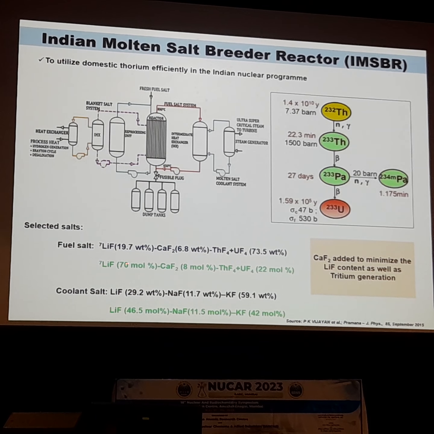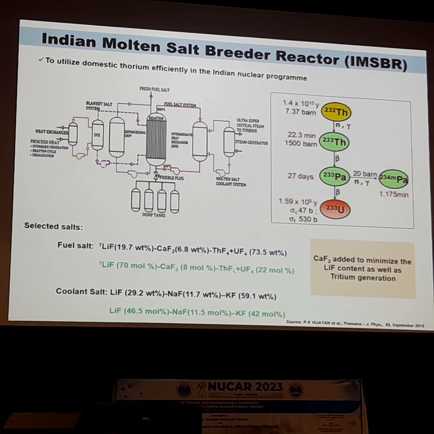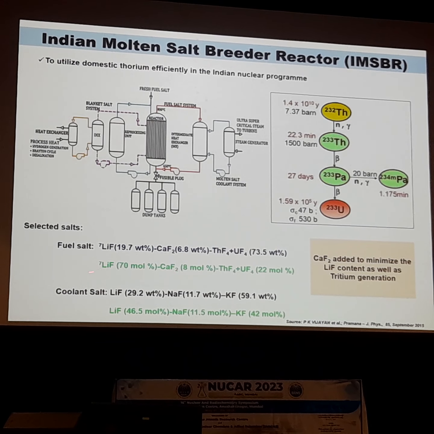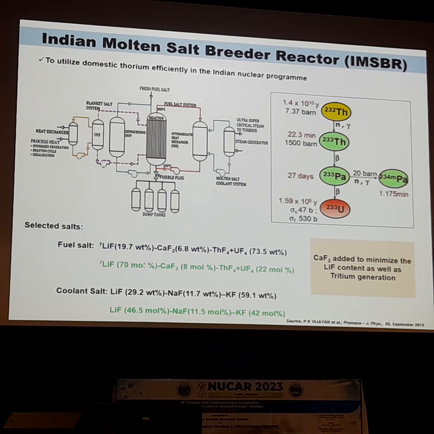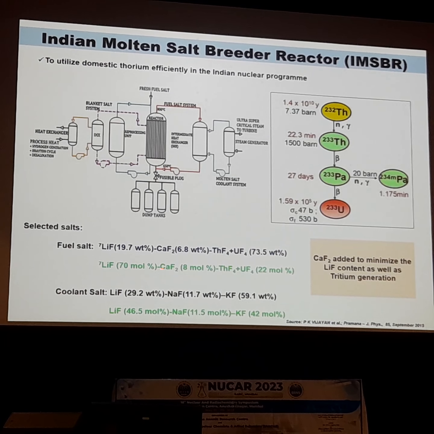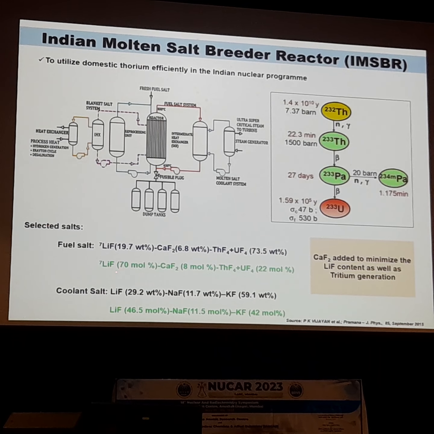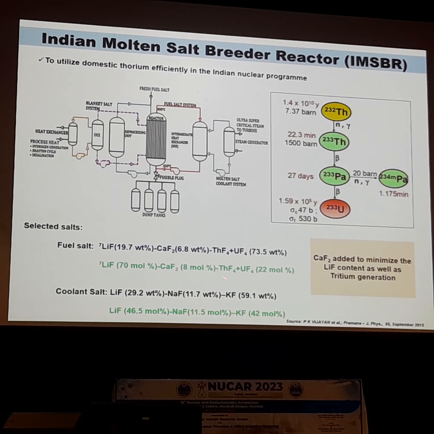The selected fuel salt is lithium fluoride, calcium fluoride, thorium fluoride, and uranium. Because it is a breeder reactor, thorium fluoride is one of the components. We add calcium fluoride, although it has a higher melting point, to minimize the content of lithium fluoride. Lithium undergoes an n-gamma reaction to give tritium, which is radiologically hazardous. So we have to minimize the content of lithium fluoride by adding some calcium fluoride, but we cannot add so much because then the melting point will be higher. At the same time, the coolant salt is lithium fluoride, sodium fluoride, and potassium fluoride.